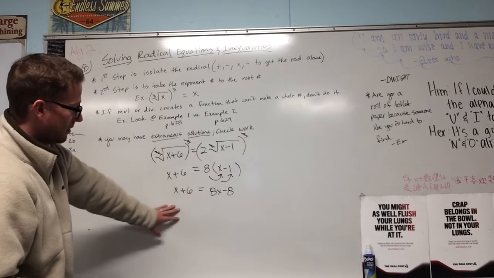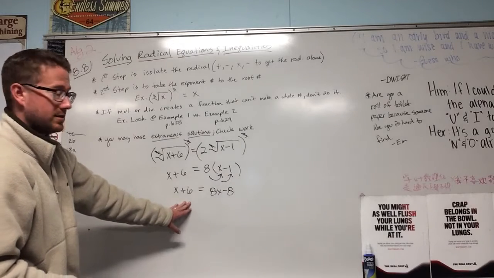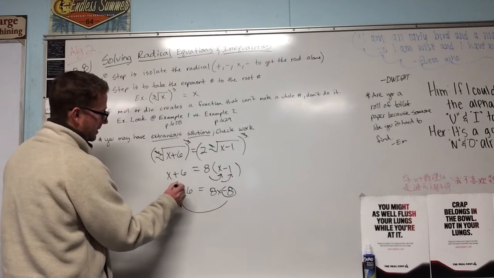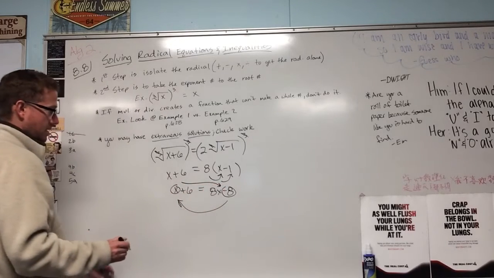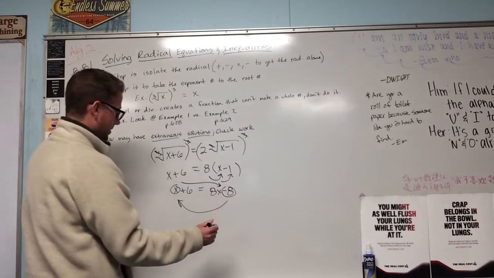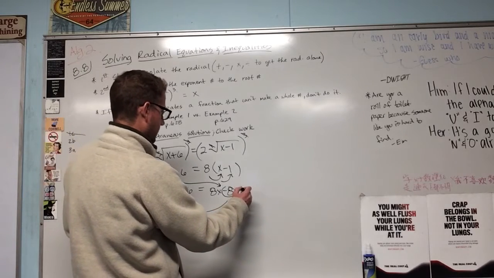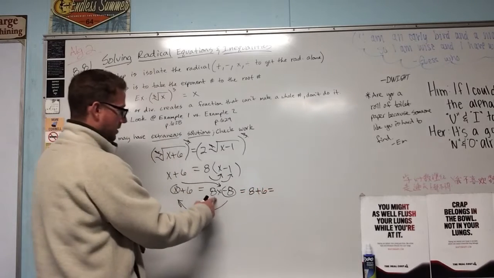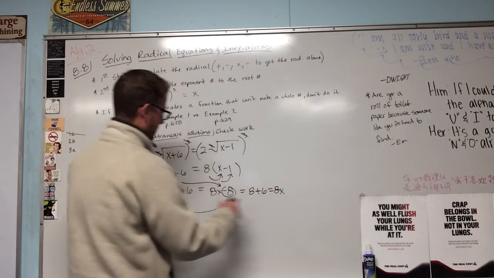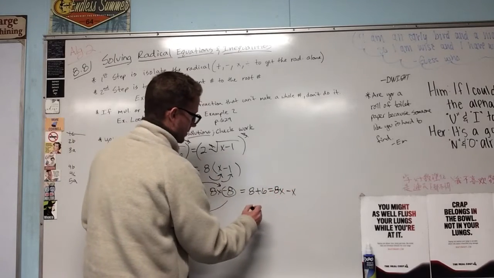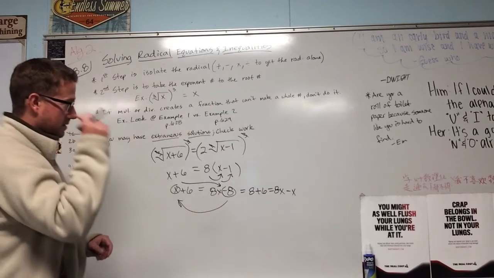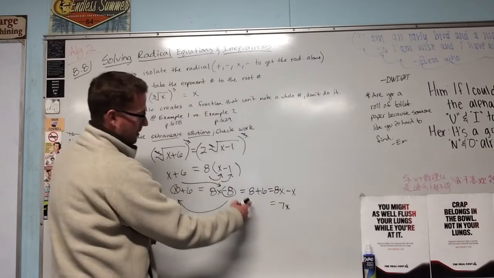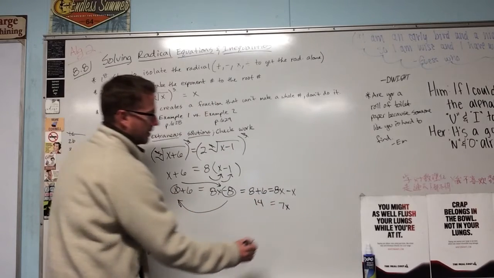Now, we're going to need the variables on the same side. We're going to need the constants on the other side. I'm going to take that negative 8, bring it over here. I'm going to take that x, bring it over here. So, let's write that on this side. Go ahead and say that we now have 8 plus 6 equaling 8x minus x. So 8 plus 6, 8x minus x, we're looking at a 7x on this side. That's going to give us a 14 on this side.